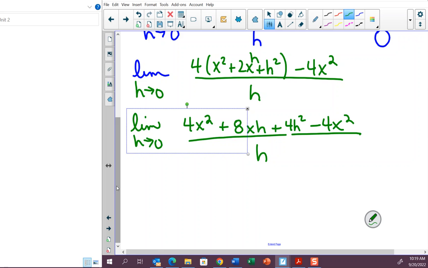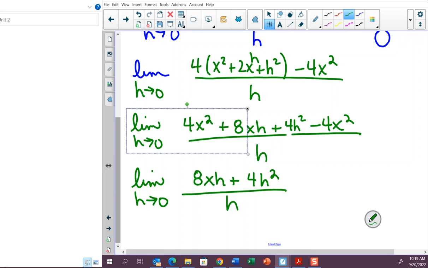If this had been at like x equals 3, then I would have a number here and I would have a number here. These would still have an h, that would have a number there, but times 8h. These two things would still cancel out. So this is the limit as h approaches 0 of 8xh plus 4h squared, all divided by h.